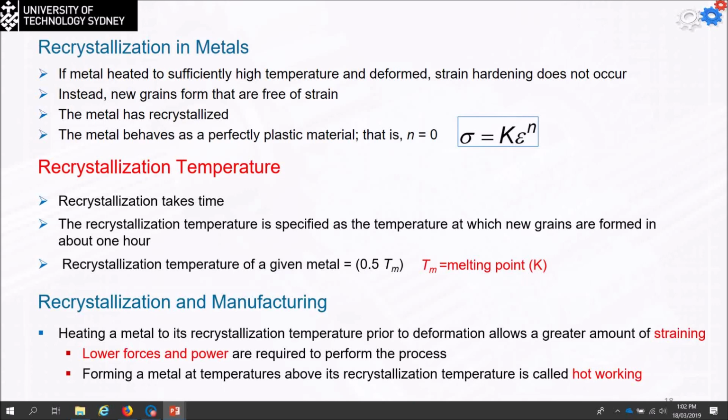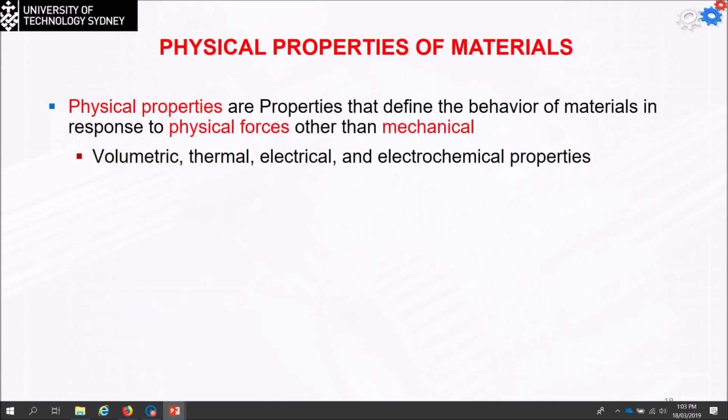Now, other than the mechanical properties of the materials, we have some physical properties of the materials. These are the properties like the behavior of the metals and their response to physical forces other than the mechanical forces, like the volume, the thermal, the electrical, and the electrochemical properties. So what did we mention about the volumetric properties of the material? What will happen to the material volume when you increase the temperature? We said something about the expansion and contraction.